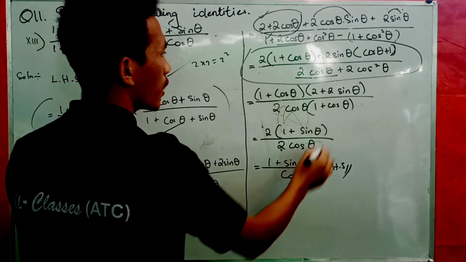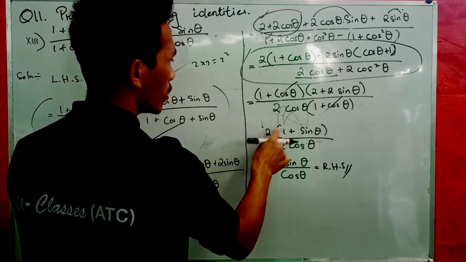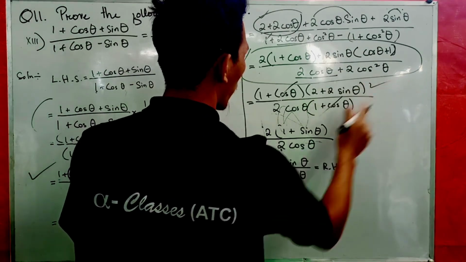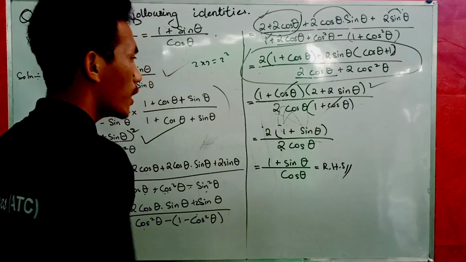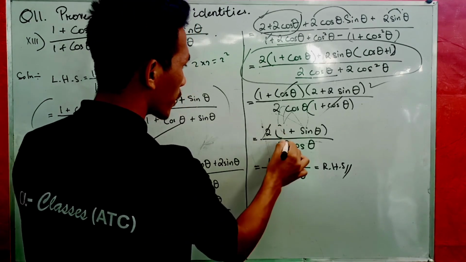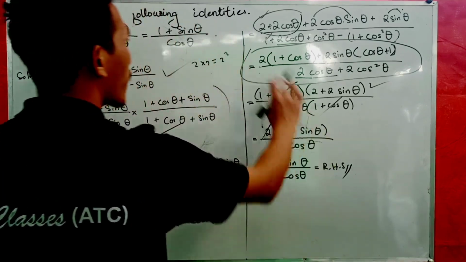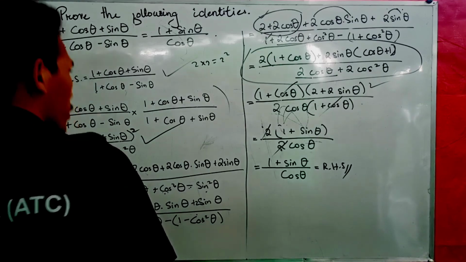2 plus 2 sin theta, taking 2 common, 2 into 1 plus sin theta by cos theta.